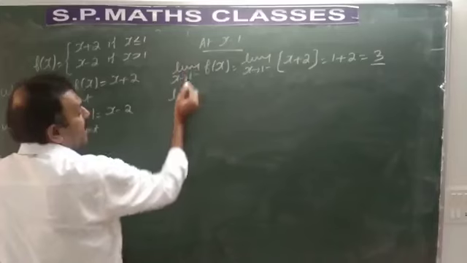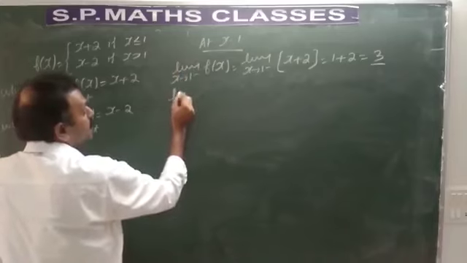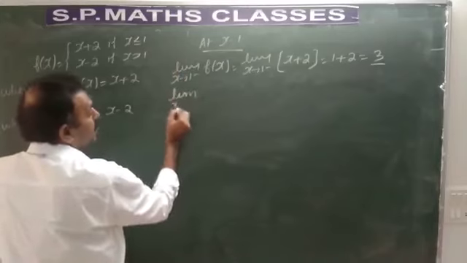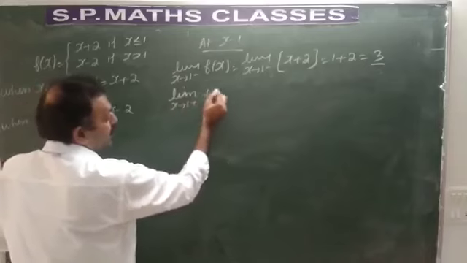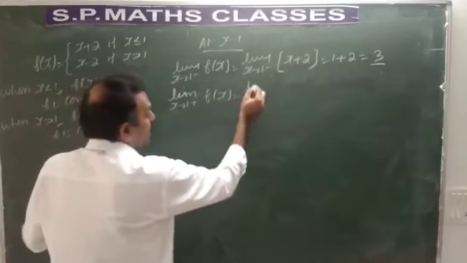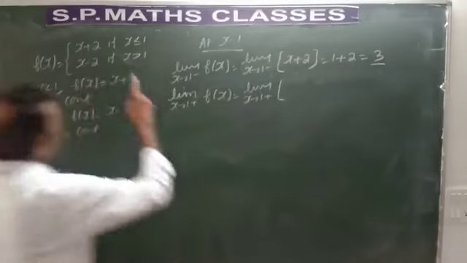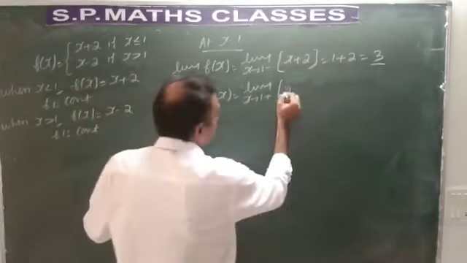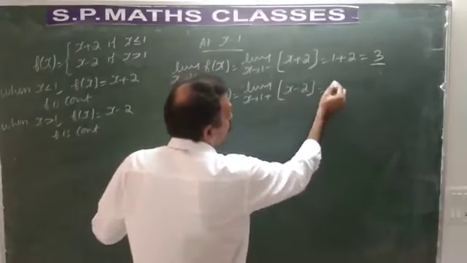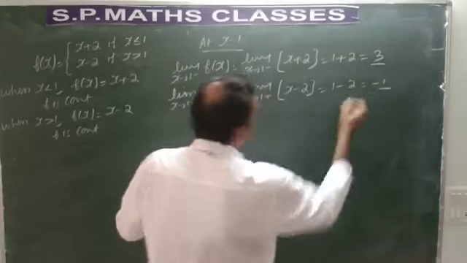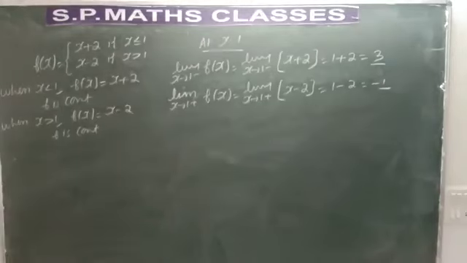Let us take the right hand limit. Limit as x tends to 1 plus f of x. 1 plus means right hand limit. Identify the function defined for greater than 1. For greater than 1, the function is x minus 2. So, substitute the value: 1 minus 2 is minus 1. Here the left hand limit is 3 and right hand limit is minus 1.